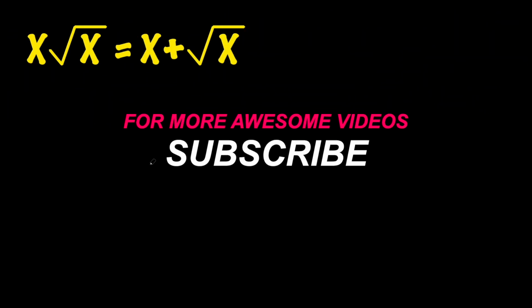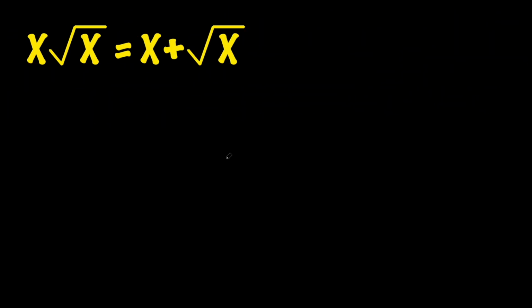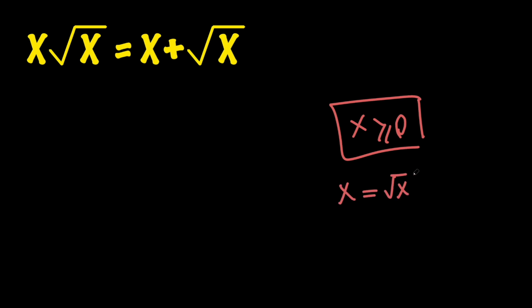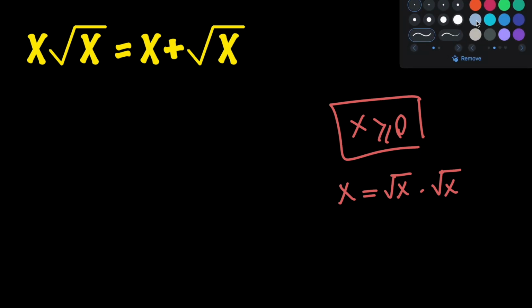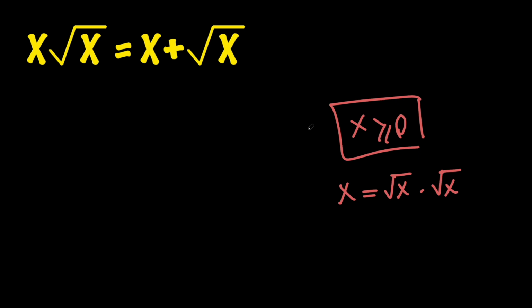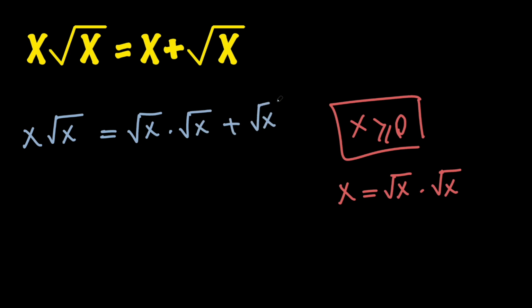So first of all, notice that x is under the square root, which means that x must be something non-negative. And this is the only condition that we have for our equation. And secondly, notice that x equals the square root of x times the square root of x, which means that our equation is equivalent to this equation. x times the square root of x equals the square root of x times the square root of x plus the square root of x.